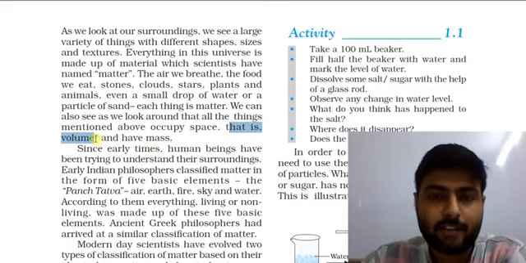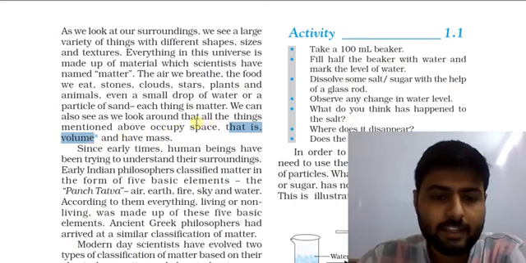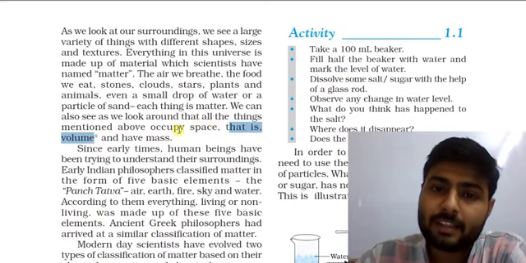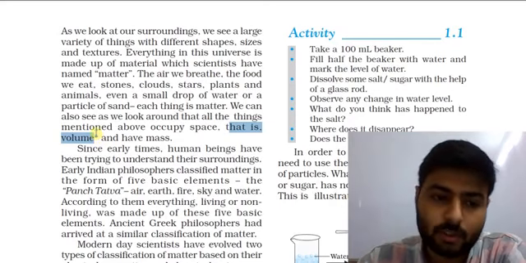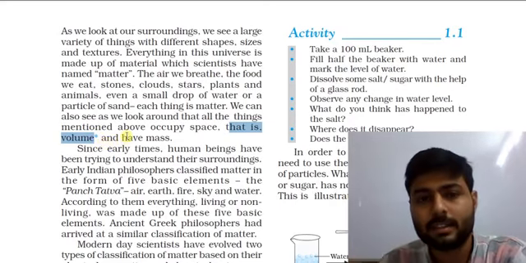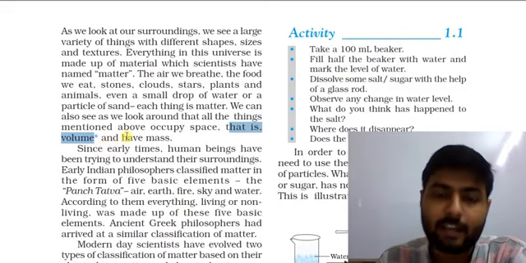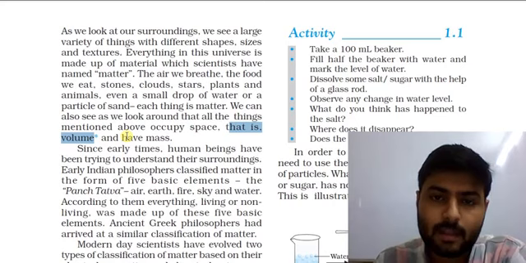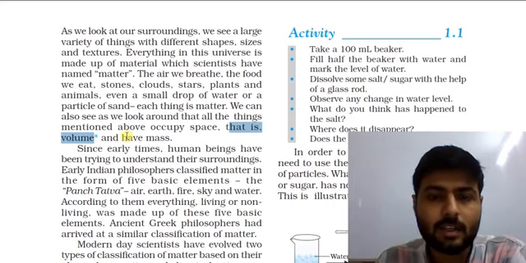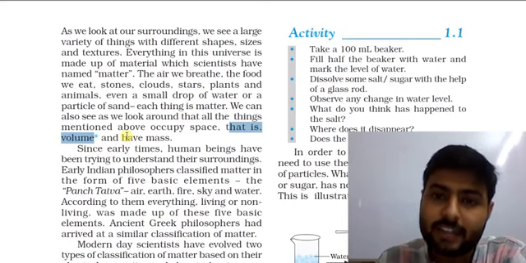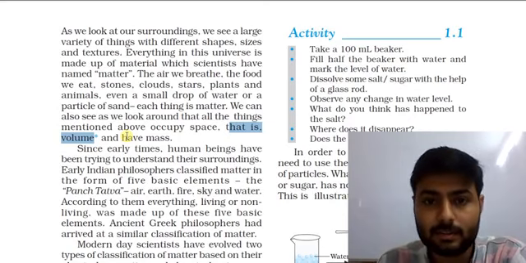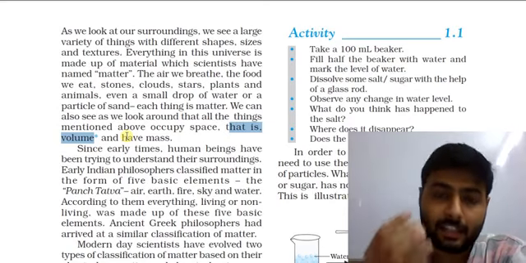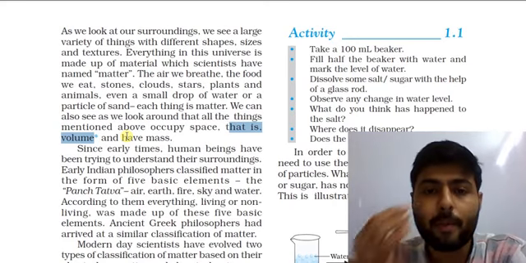So we have another definition of volume. Everything around us occupies space, and this occupied space we call volume. Volume of any substance or object. And has mass. Everything has mass. It may be less mass, it may be more mass, but everything around us has mass. Air has mass, gases have mass. So everything around us has mass and occupies space.